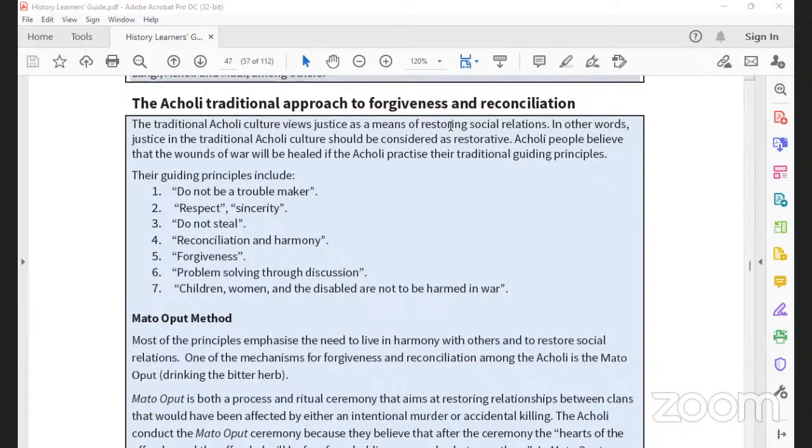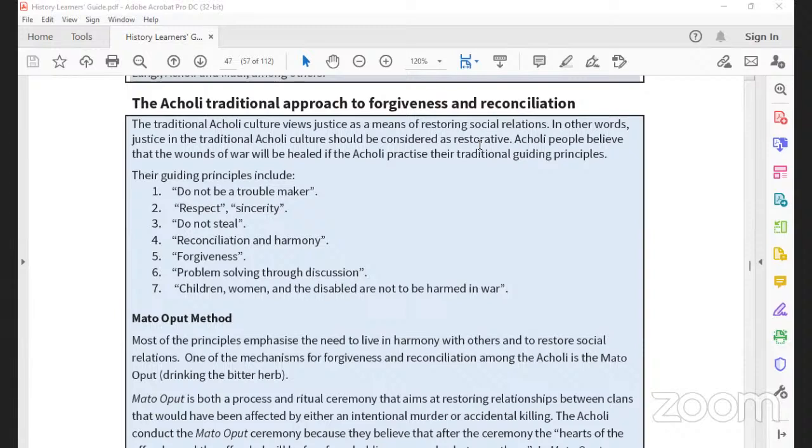So here we are looking at the Acholi traditional approach to forgiveness and reconciliation. What is their approach to forgiveness and then reconciliation? Remember, each and every culture has its tradition. So we are seeing that the traditional Acholi culture views justice as means of restoring social relations.